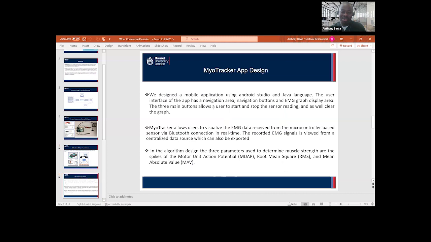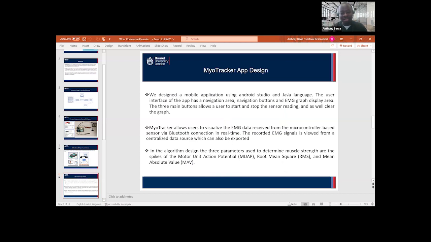So the mobile application called the Mayo app is what allows you to monitor the muscle signals in real time on a mobile phone. We designed a mobile application using Android Studio and the Java language. It is a simple user interface that allows the user to view the muscle signals being measured in real time.